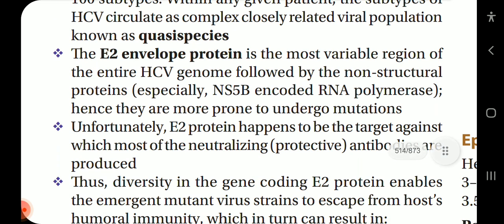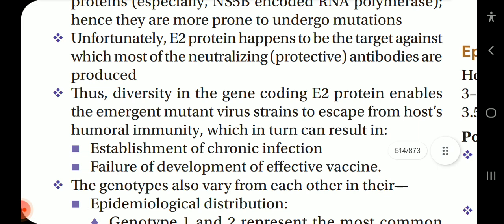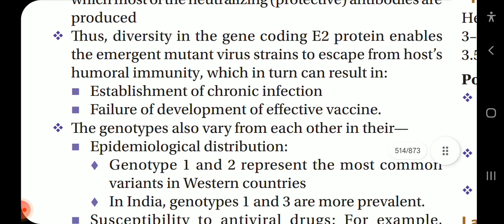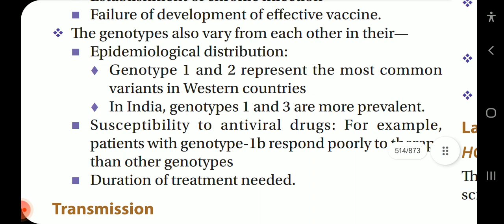The E2 envelope protein is the most variable region of the entire HCV genome, followed by the non-structural proteins, especially NS5B encoded RNA polymerase. Hence, they are more prone to undergo mutations. Unfortunately, E2 protein happens to be the target site against which most of the neutralizing protective antibodies are produced. Thus, diversity in the gene encoding E2 protein enables the emergent mutant virus strains to escape from host humoral immunity, which in turn can result in establishment of chronic infection and failure of development of an effective vaccine.